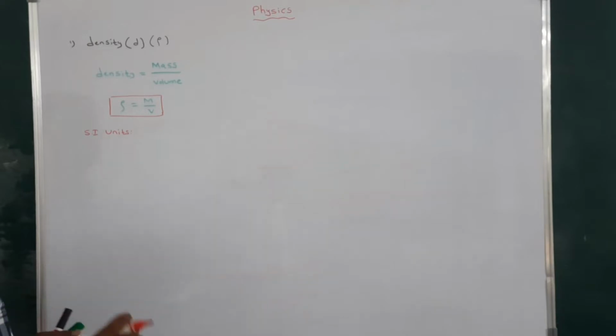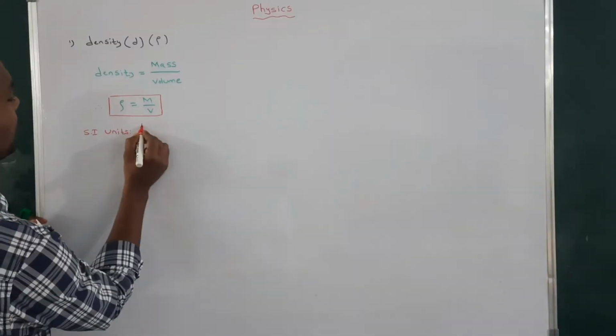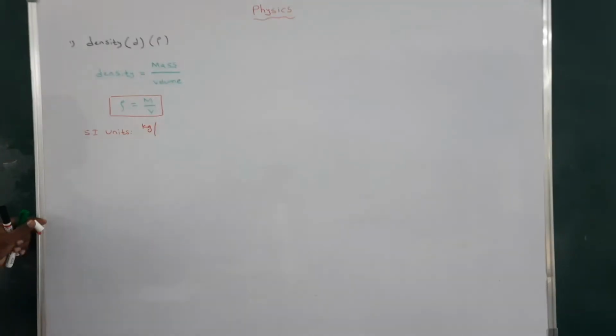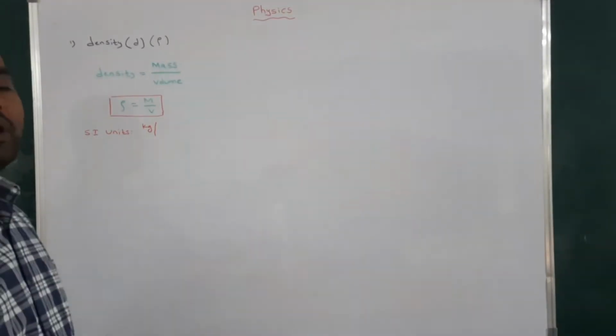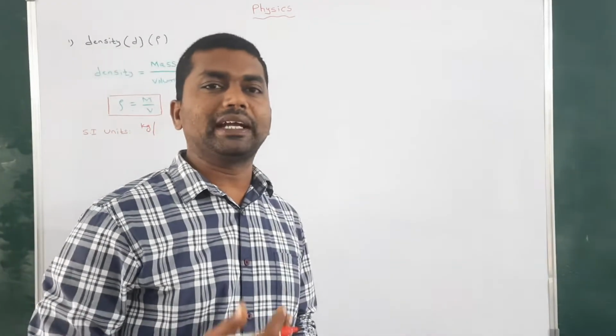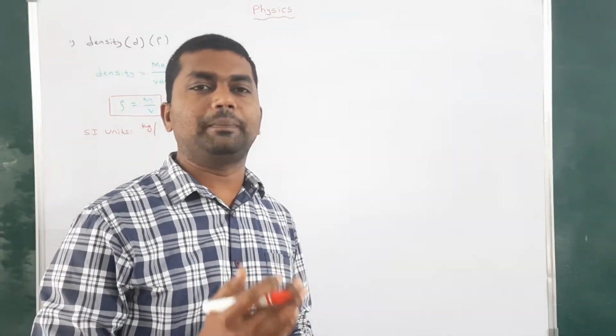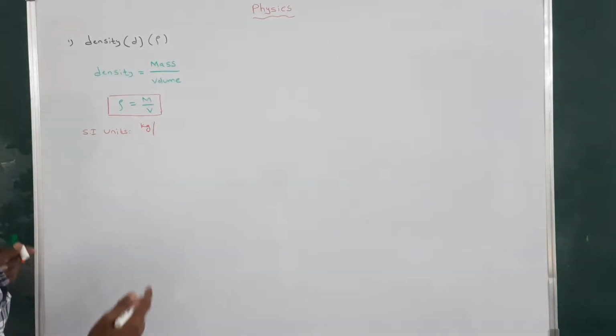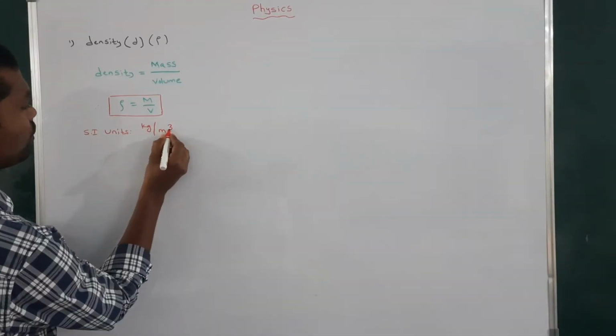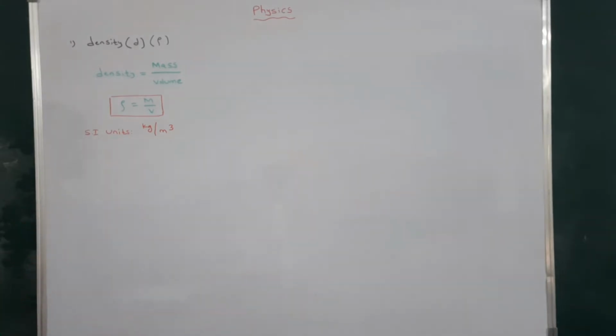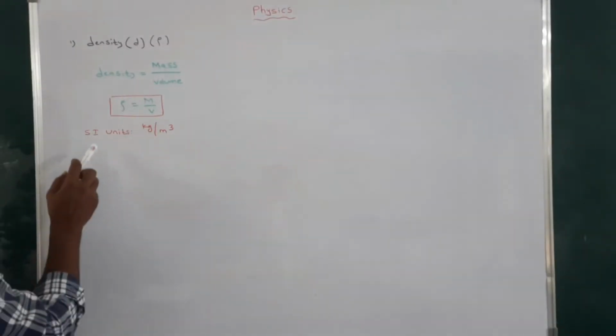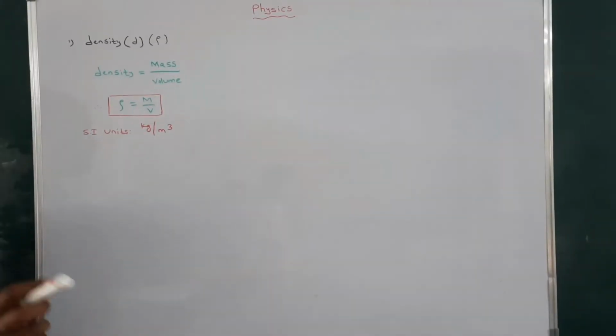Where m is the mass, measured in kilograms, so we can write kg, divided by V, the volume. What is the meaning of volume? Volume is equal to length into breadth into height, so V is equal to LBH. Meter into meter into meter, so we can write meter cube. So the SI unit of density is kg per meter cube.